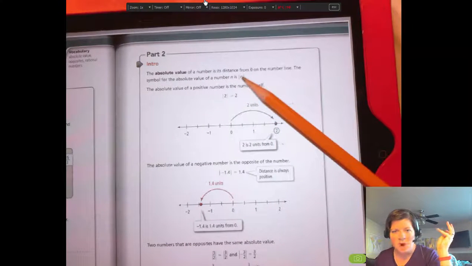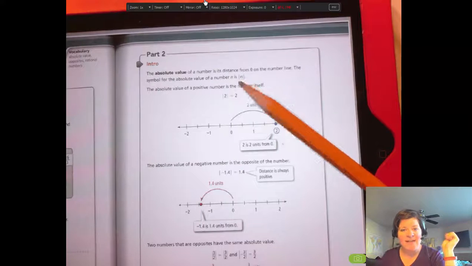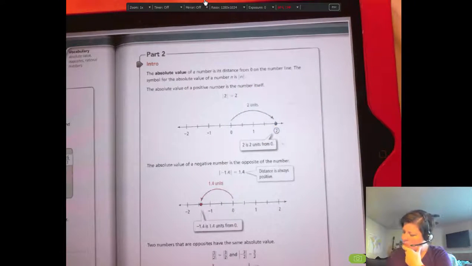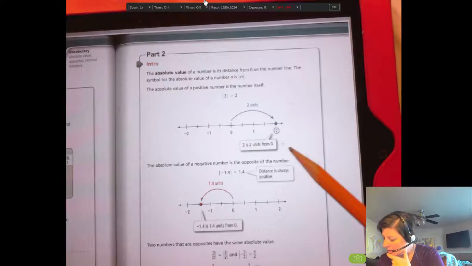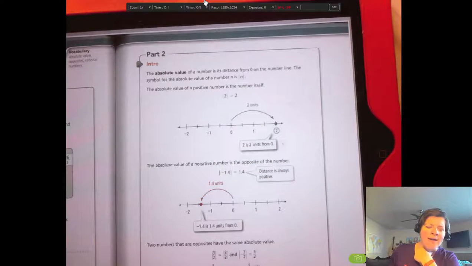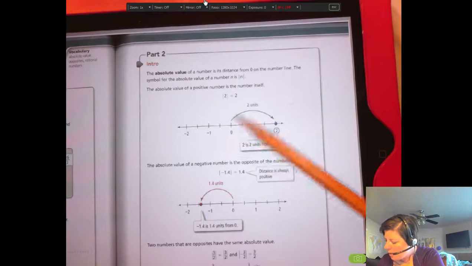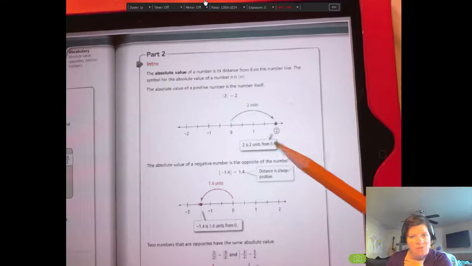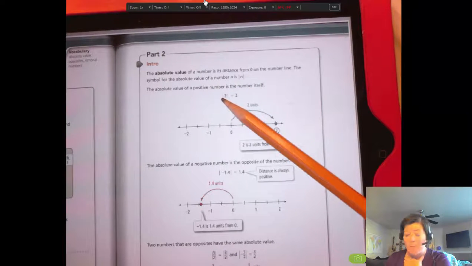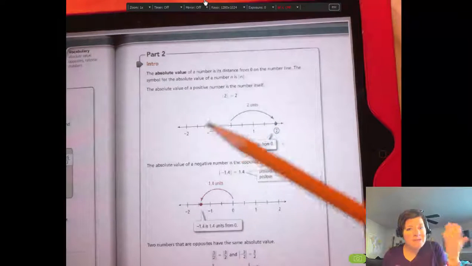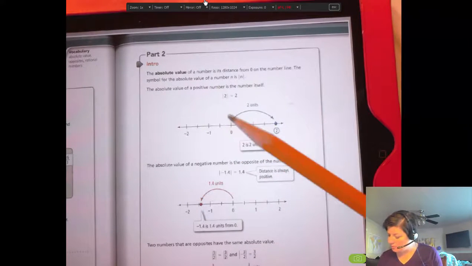The little symbols are the two little lines here like they have on the end. So let's look at this first one. What is the absolute value of 2? And they drew a beautiful little number line here for us. Here is the number 2. Here is 0. How far is 2 from 0? How many jumps did you have to make? 1, 2. It's 2 away from 0, so the answer is 2. So if you see a regular number like 2, 3, 4, 5, 6, those are just going to be their number out of the absolute value.